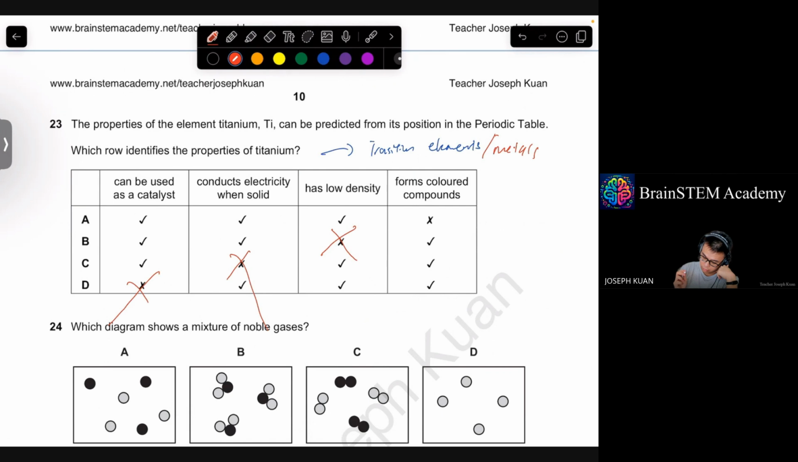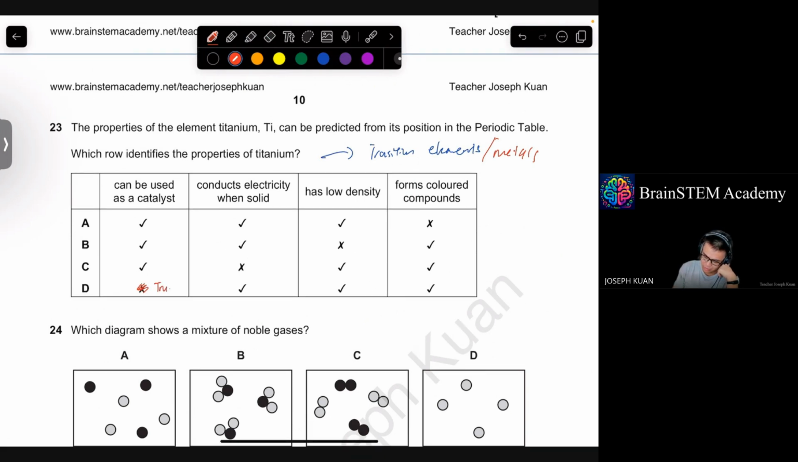Wait, give me a moment. Trying to understand this better. Yeah, this one is correct. Let me just change this slightly. I'm using the same symbol, so I'm confusing myself. This should be true. This should be true. This is false, which is correct. And they form colored compounds. The answer is B.